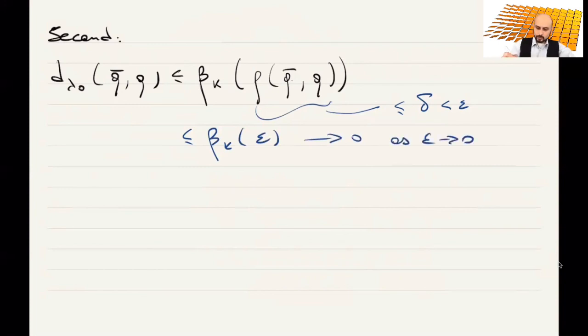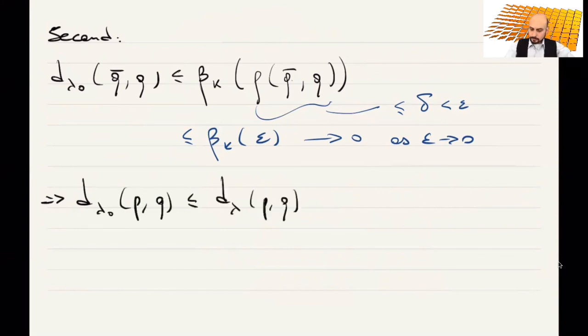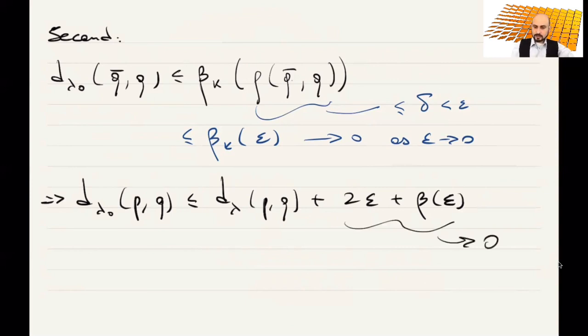So in total, what we have is that d lambda 0 pq is less than or equal to d lambda pq plus 2 epsilon plus beta of epsilon, which is a term that goes to 0, and therefore one bound is done. Okay, I will now quickly discuss the second bound, but the proof is exactly the same. Maybe it's a little bit even easier. So d lambda is less than or equal to d lambda 0 plus epsilon.